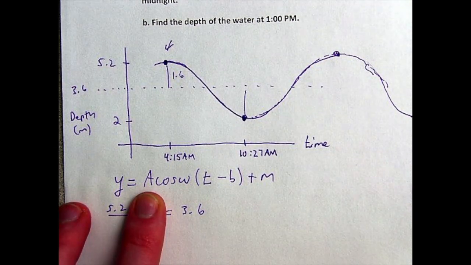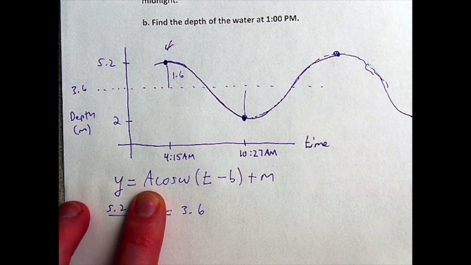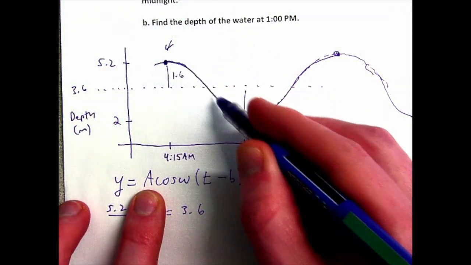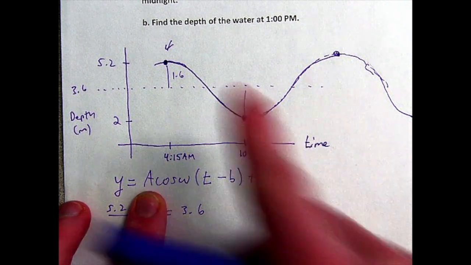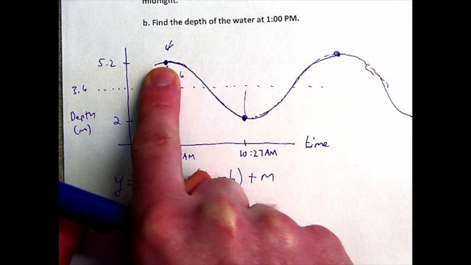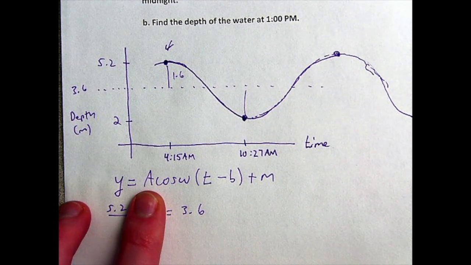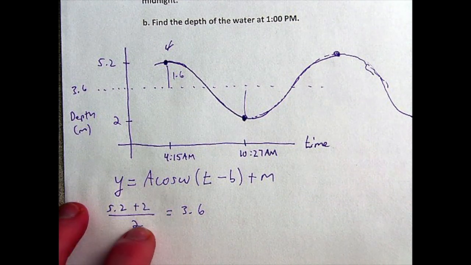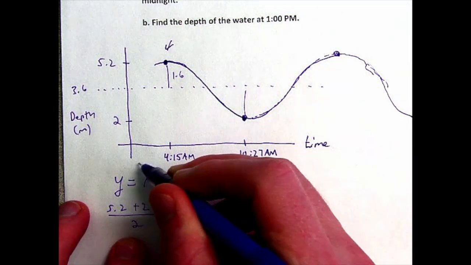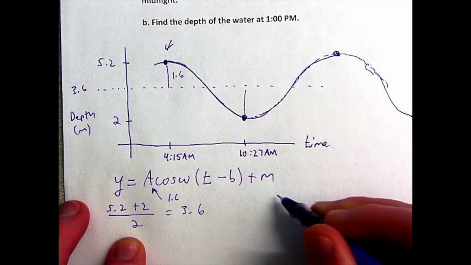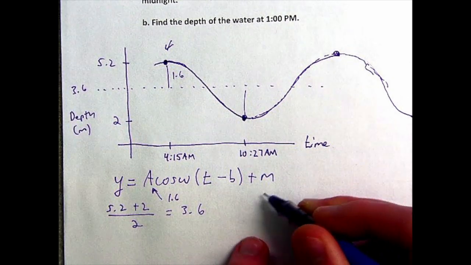So the amplitude certainly is 1.6, but remember that A could be 1.6 or negative 1.6. How do we know which one it is? Well, it depends upon whether our cycle is upside down when compared with the parent cosine function. The parent cosine function, you'll remember, begins at the top, just like our cycle, which means this is not upside down, which means that A should in fact be positive 1.6. So we know that A is 1.6, and we've also already observed that M, the midline, is 3.6.